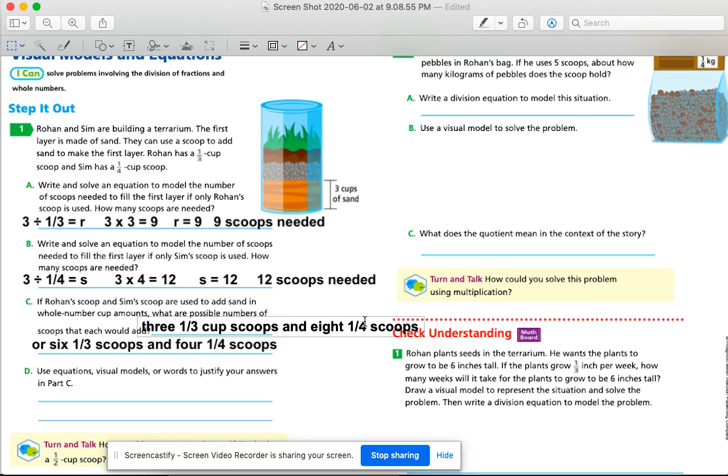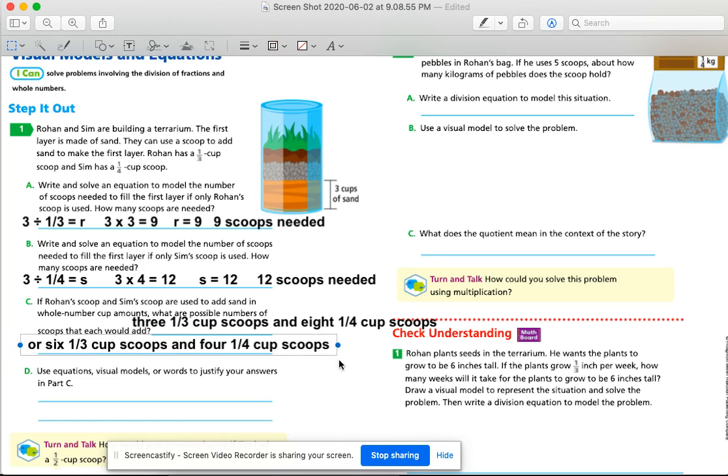1/3 cup. Sorry, I forgot to put my unit. Cup scoops, 1/3 cup scoops, and for 1/4 of a cup scoops. Okay. Hopefully that's still easy to see.